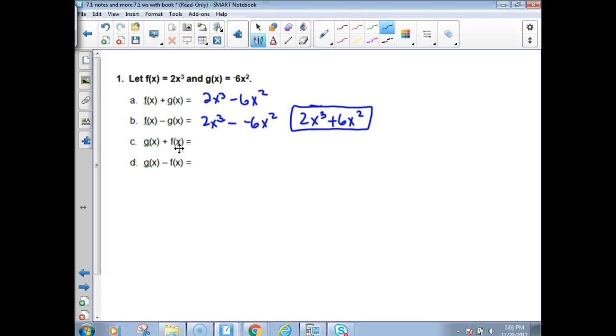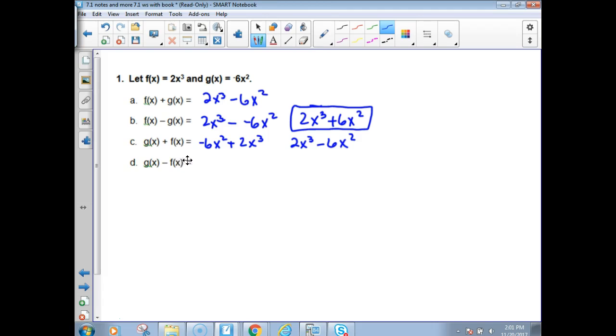And g of x plus f of x, we are changing the order in which we add. Negative 6x squared plus 2x cubed. But we would rewrite that with the 2x cubed first because we always go in descending order of powers. So notice that when adding, the order doesn't matter. Okay, adding is commutative. Remember that property back from Algebra 1. Subtraction is not commutative.